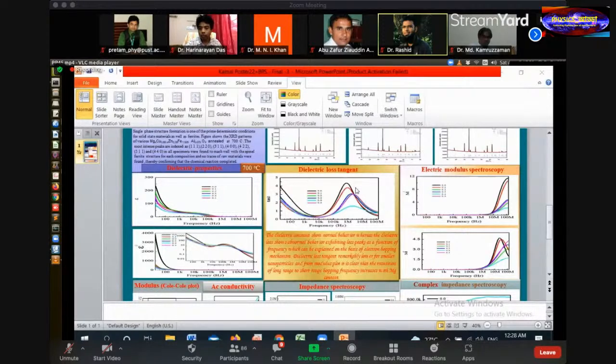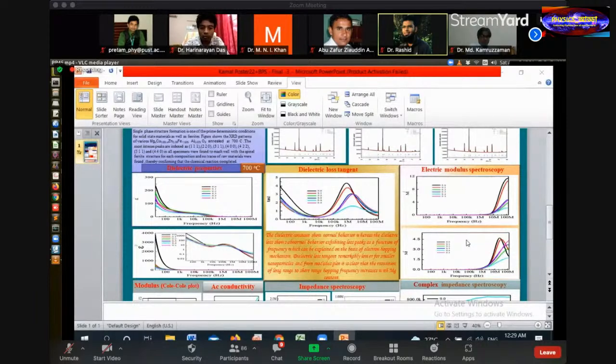Next is the dielectric loss tangent. The dielectric loss tangent decreases with increasing frequency. The peak appears when the frequency of the hopping charge carriers coincides with the frequency of the applied field. The lowest dielectric loss is for the sample with x equal to 0.01. The position of the peak shifts to the higher frequency side with the addition of magnesium, and the relaxation time decreases.